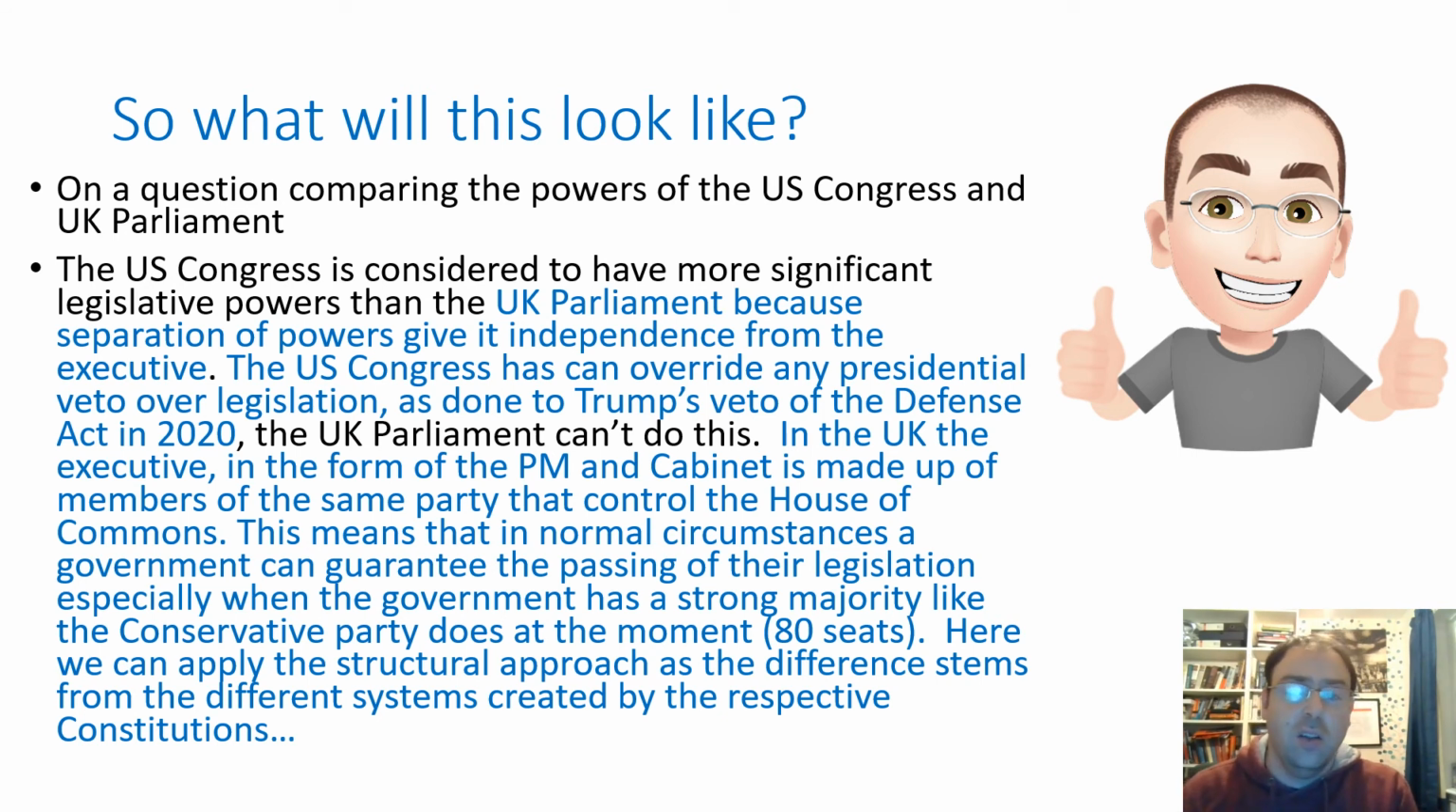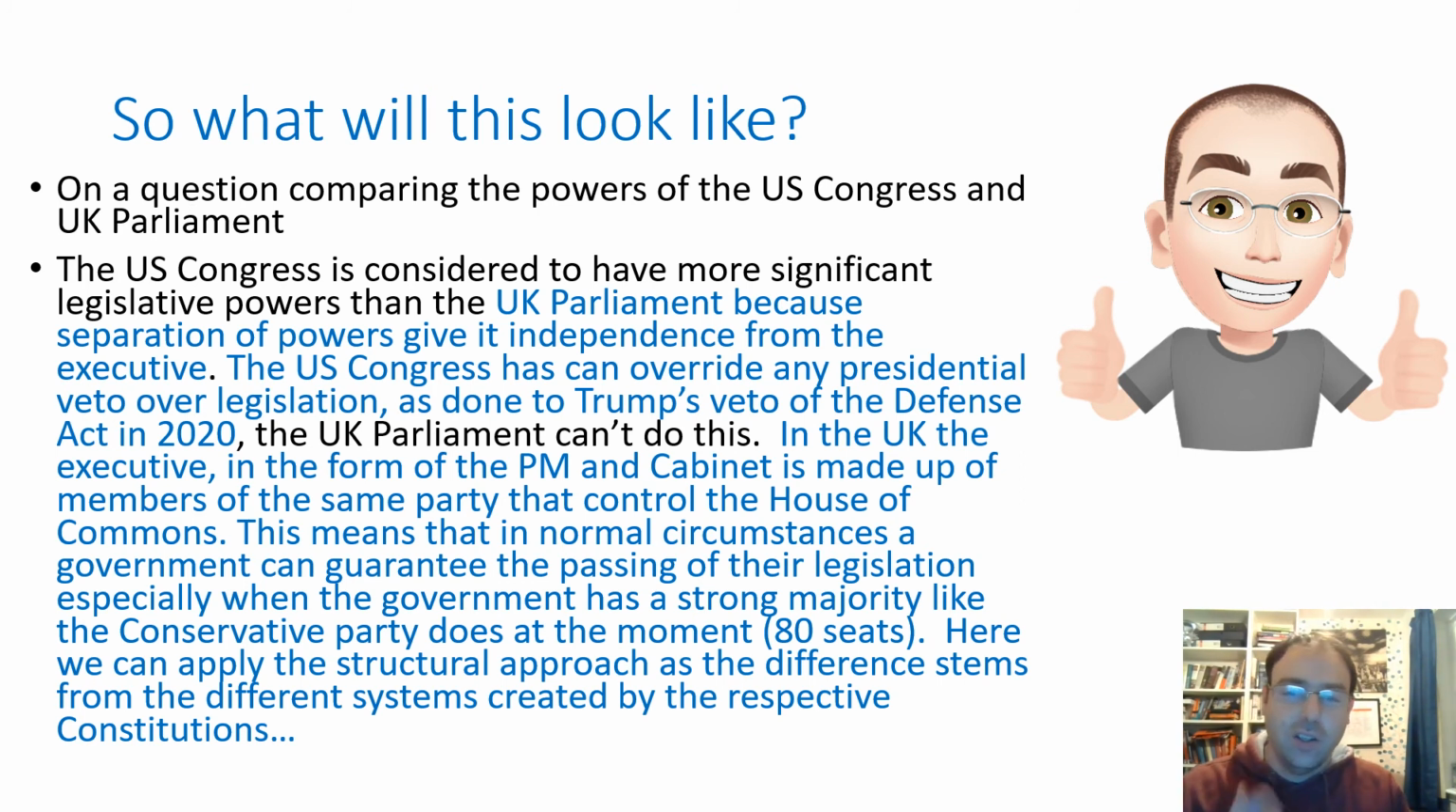In the UK, the executive, in the form of the PM and cabinet, is made up of members of the same party that controls the House of Commons. This means that in normal circumstances, the government can guarantee the passing of their legislation, especially when the government has a strong majority, like the Conservative Party does at the moment, with a government majority of 80 seats. Here we can apply the structural approach, as the difference stems from the different systems created by the respective constitutions.